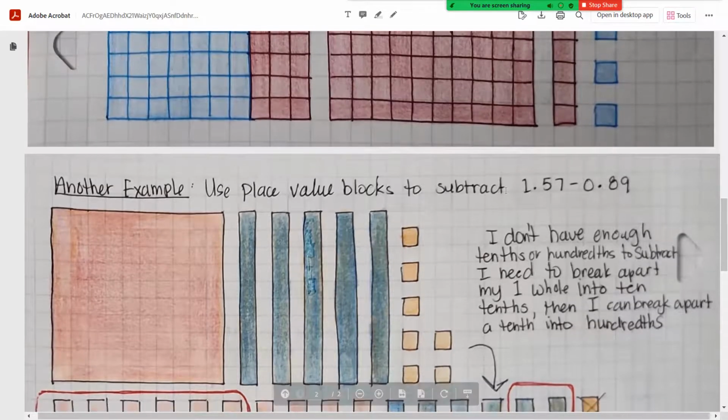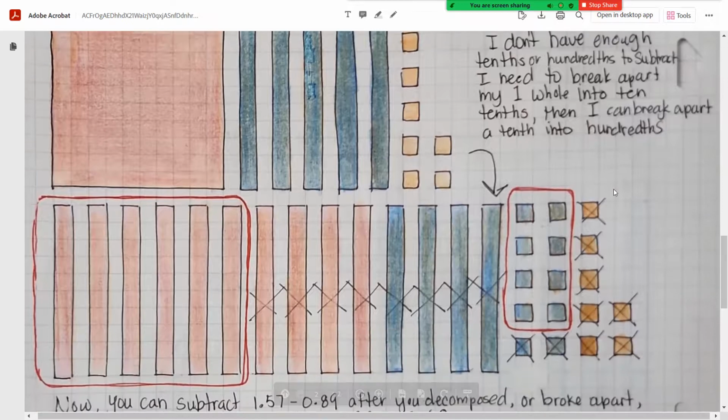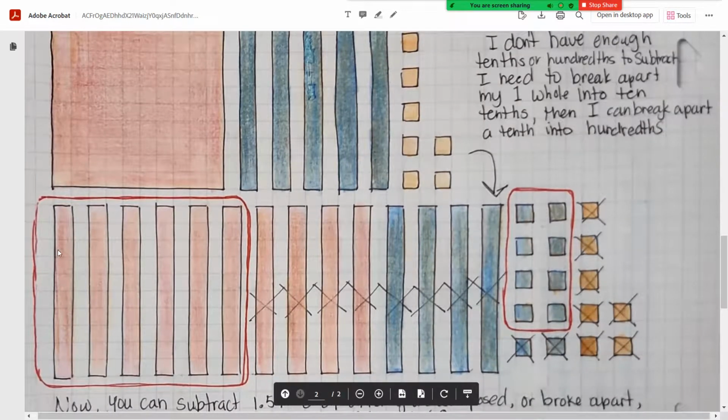So right away, I can see if I only have 7 of my hundredths and I need to take away 9, that's not enough. If I only have 5 of my tenths and I need to take away 8, that's not enough. So what I need to do is decompose. So I took my whole and I separated it out into 10 rods.